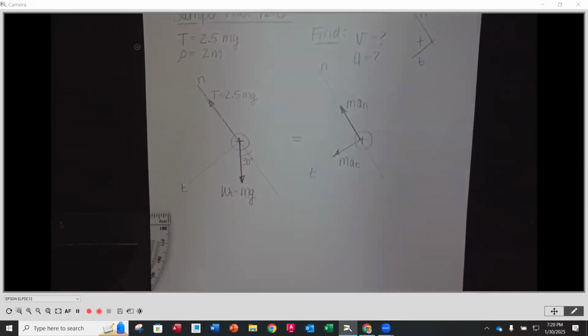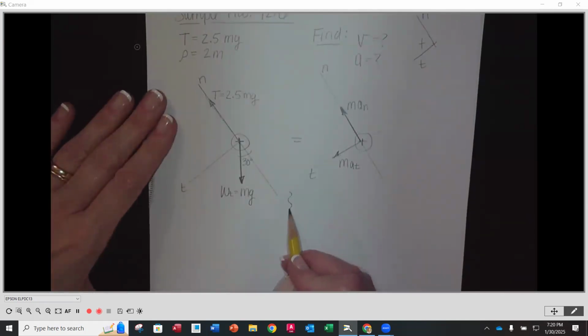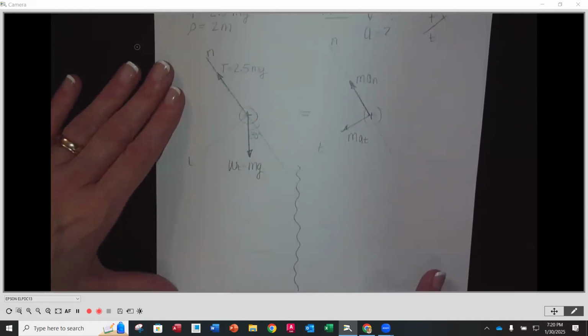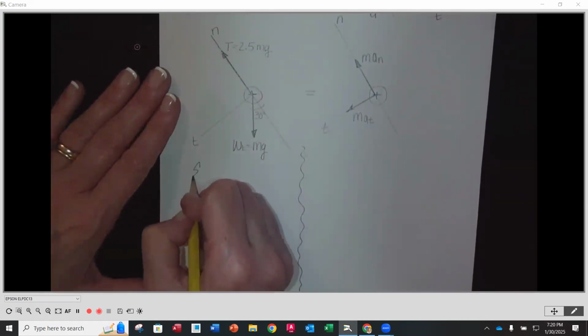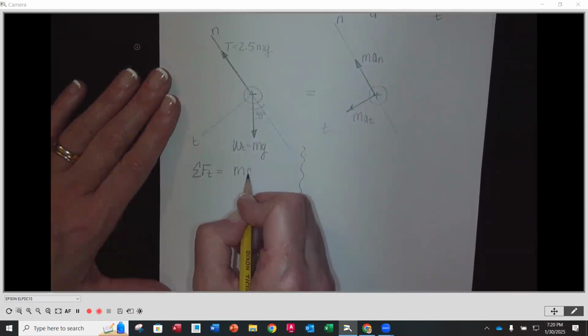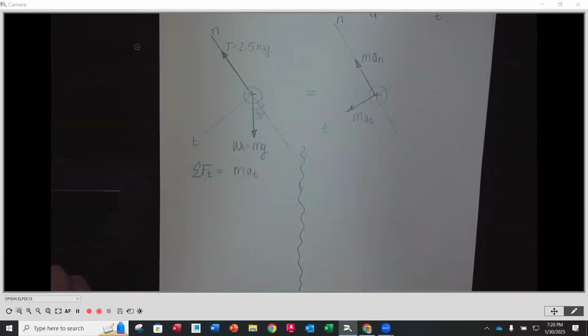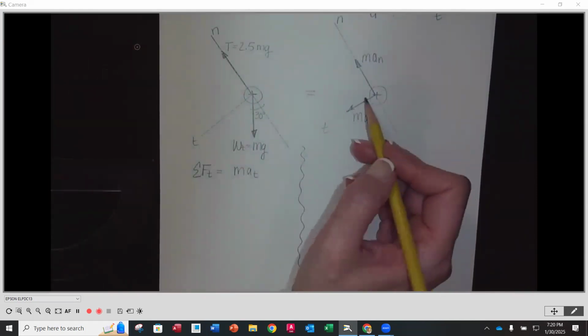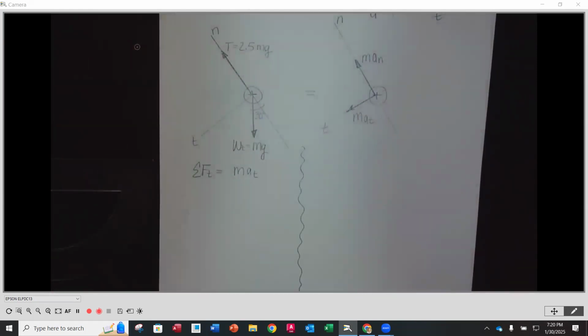All right. Now, we're going to first look at this by summing our forces along that t-axis, and then we're going to sum our forces along the n-axis or the normal axis. So I'm going to divide this in half and do this on either side. So this is going to be the sum of the forces along the t-axis, or tangential axis, equal to mass times the acceleration t. So it's looking at this one and this one, all right?